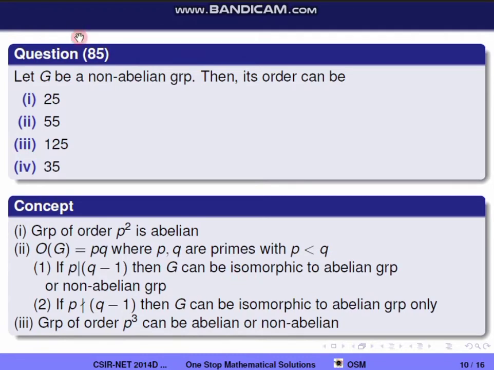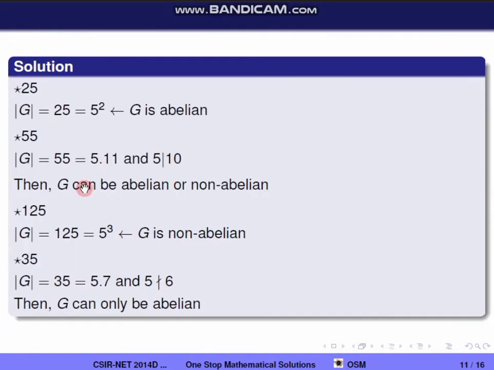So we'll check the options one by one. If the order of G is equal to 25, 25 can be written as 5 squared. So this is of the p squared form. So G is always abelian. So this option cannot happen.